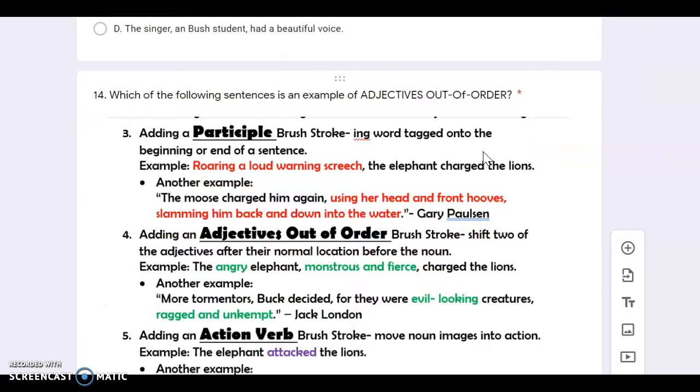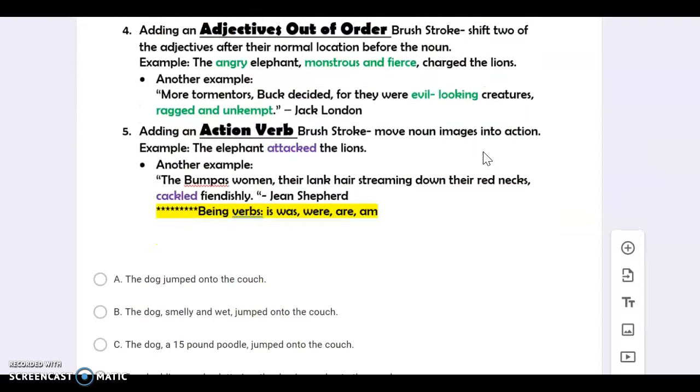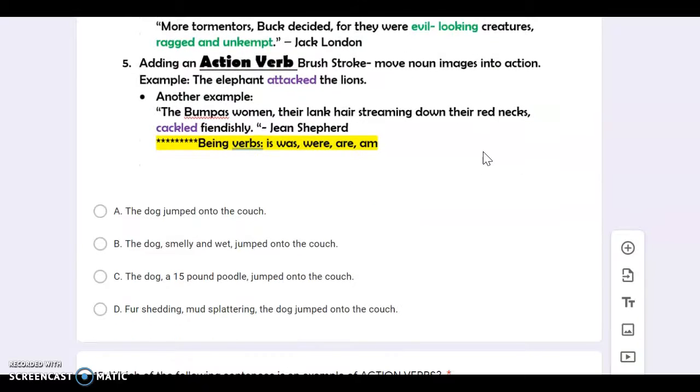Which of the following sentences is an example of adjectives out of order? The dog jumped onto the couch. The dog, smelly and wet, jumped onto the couch. The dog, a 15-pound poodle, jumped onto the couch. Or D, fur shedding, mud splattering, the dog jumped onto the couch.